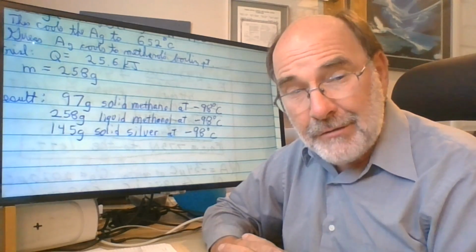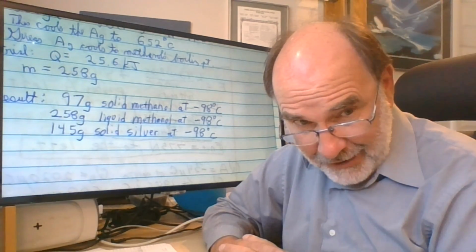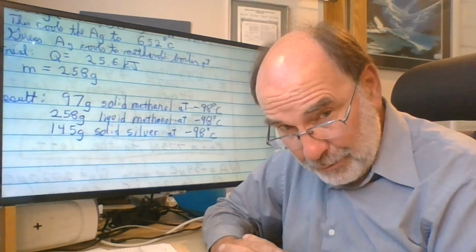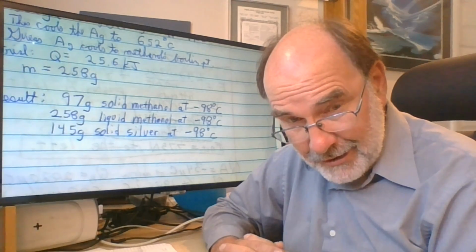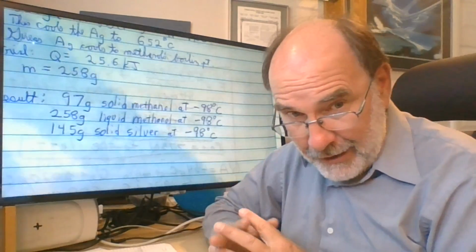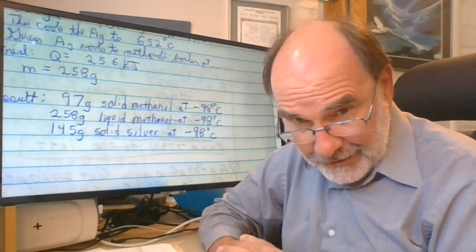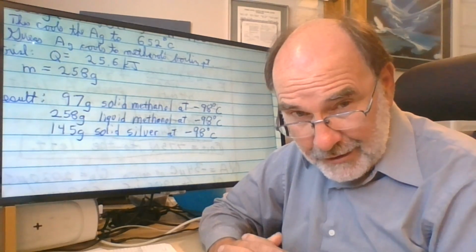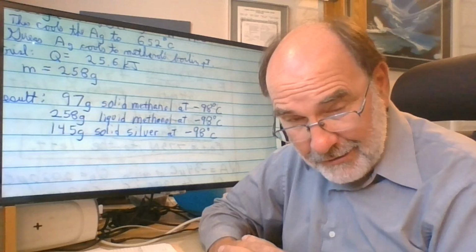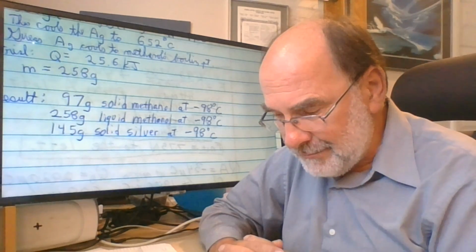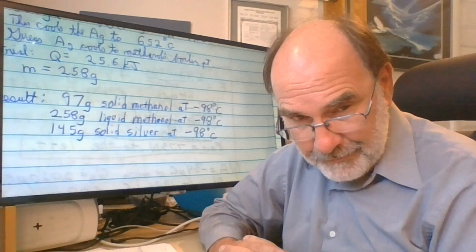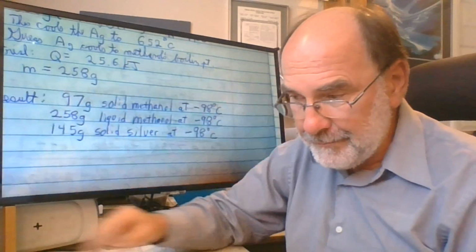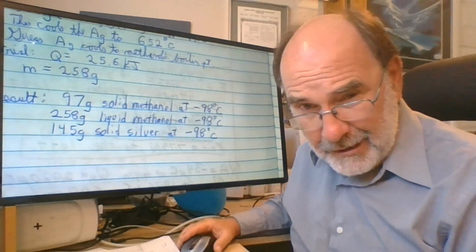I've been able to melt 258 grams of that, so it's now liquid methanol, but it's also still at its boiling point, negative 98 degrees Celsius. And meanwhile, that silver that started off at 925 degrees, now it's cooled all the way down so that 145 grams of solid silver is at the melting point of methanol, negative 98 degrees Celsius. All right. This concludes this episode.